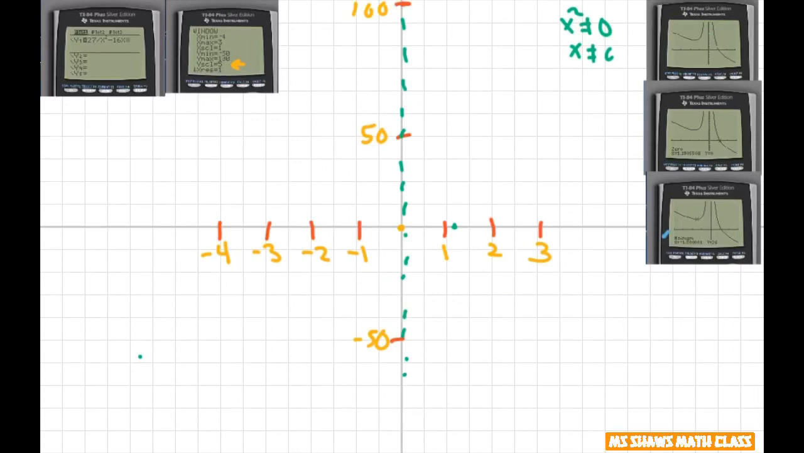For your zero, you just go to second trace and hit number 2. So this one is number 2. And then you have to do your left bound and right bound, and it'll give you that. So here's your 0 right in here. That's going to help you graph it. And you don't cross the line. And it should be a smooth graph.